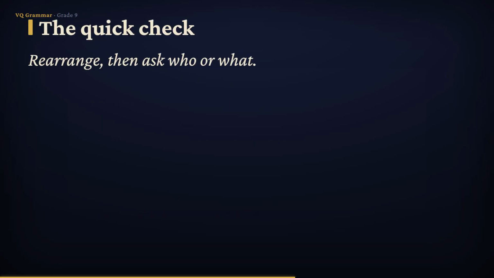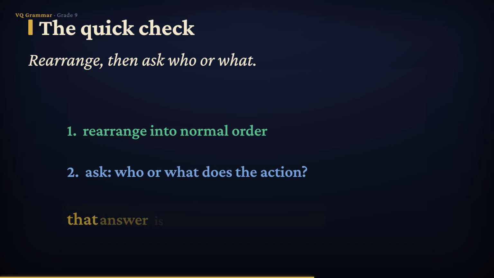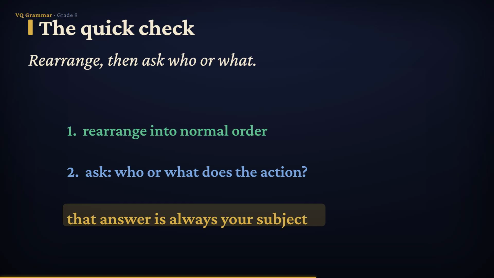Let's boil it all down into a method you can trust. Step 1. Whenever a sentence looks inverted, starts with there or here, or is a question, rearrange it into normal order in your head. Step 2. Then ask, who or what does the action? That answer is always your subject, no matter how the sentence was arranged. Do those 2 steps, and no scrambled sentence can hide its subject from you.